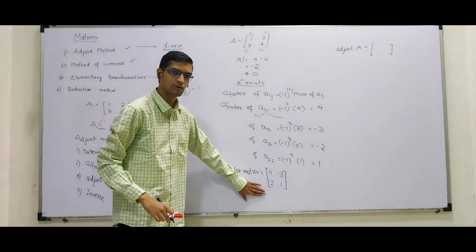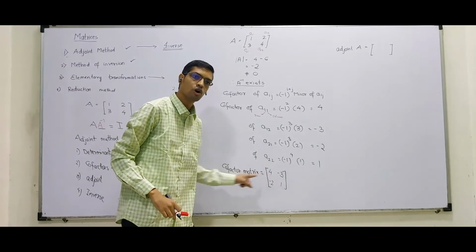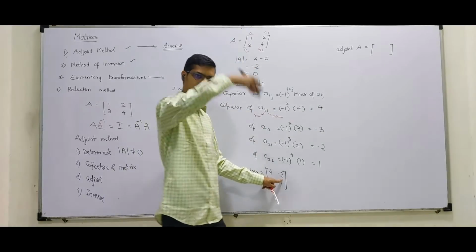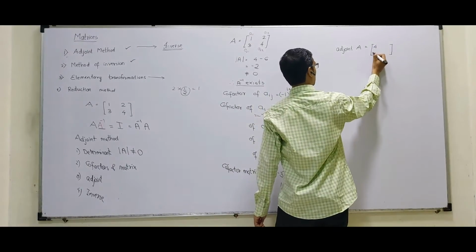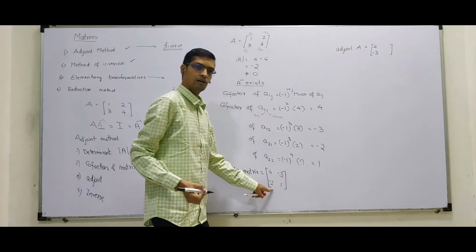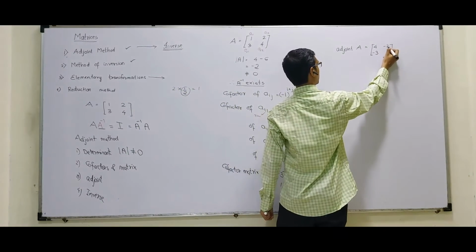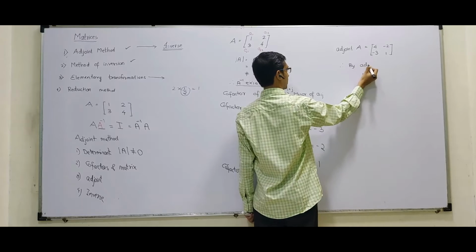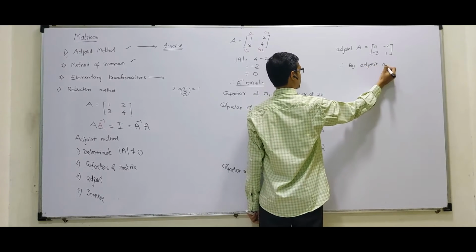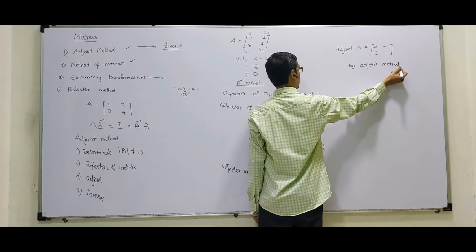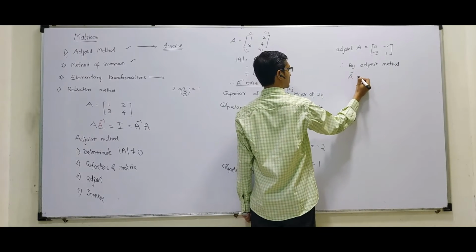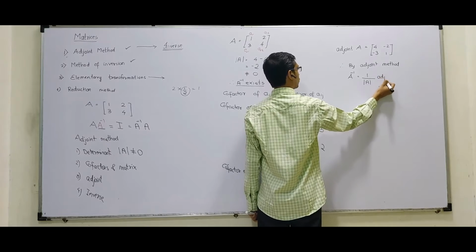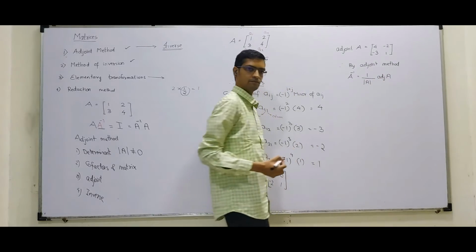इस मैट्रिक्स का ट्रांसपोज निकालना है, मतलब रो को कॉलम में, मतलब 4 -3 I'll write like this. So 4 -3, -2, 1. Finally, by adjoint method, I will get A inverse as 1 upon determinant A into adjoint A.